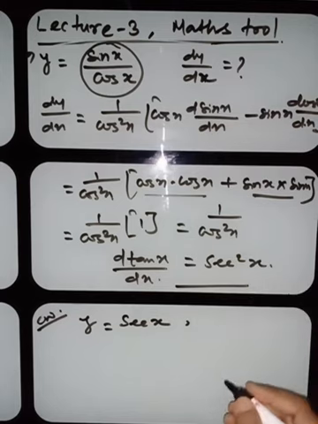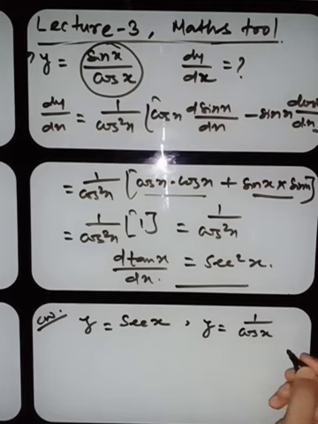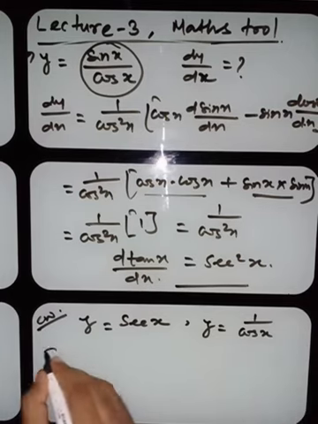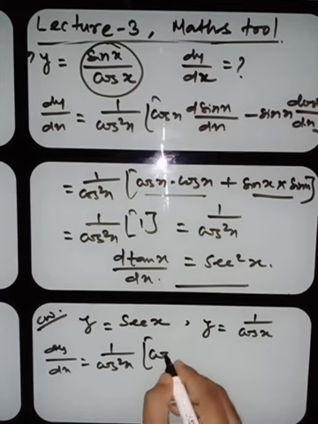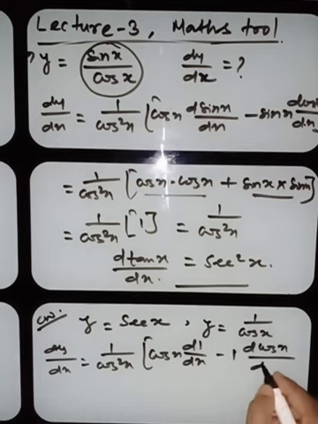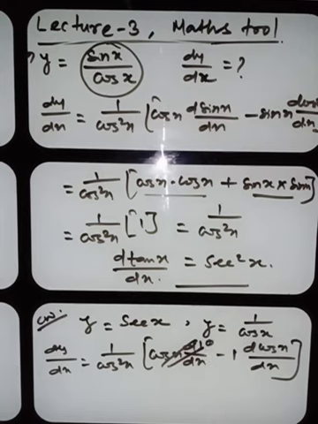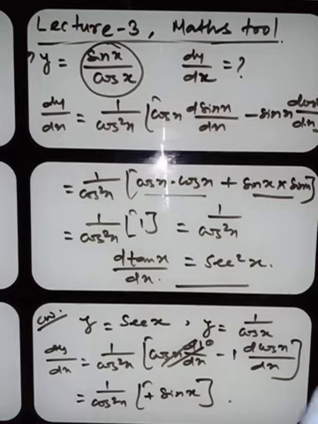Okay, let me solve now. I can write this sec x as 1 by cos x. Now dy by dx is 1 by cos square x times cos x d1 by dx minus 1 d cos x by dx. How much will it be? 0, because the derivative of 1 becomes 0. It is 1 by cos square x, it is 0 and this is minus 1 and cos x differentiates to sin x, and minus and minus make plus. Do you remember? Yes.